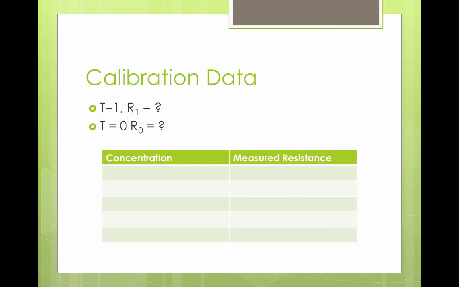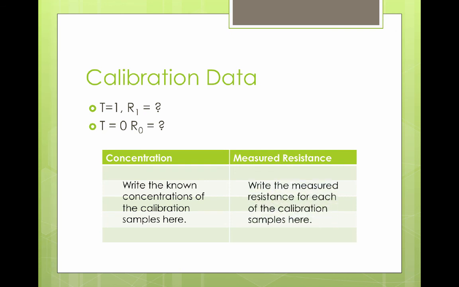And then you're going to have a table relating concentration of a sample of algae and measured resistance. On the concentration side, you're going to write the known concentrations of the samples that we will provide for you in this part of the table. And on the other side of the table, you're going to write the measured resistance that you get in your spectrophotometer for each of the calibration samples. So be ready to get started and build your spectrophotometer and take down the data to calibrate it so that we can start using it to track our algae growth in our photobioreactor. See you in class.